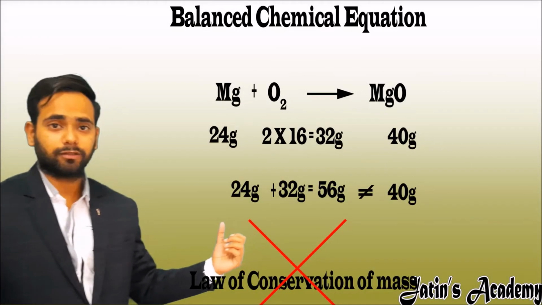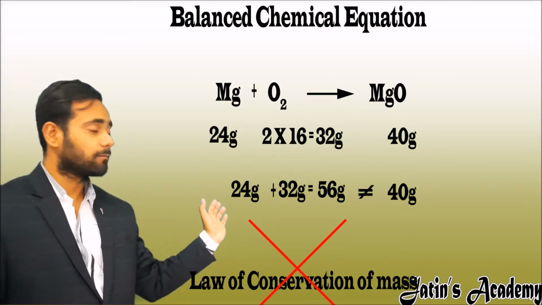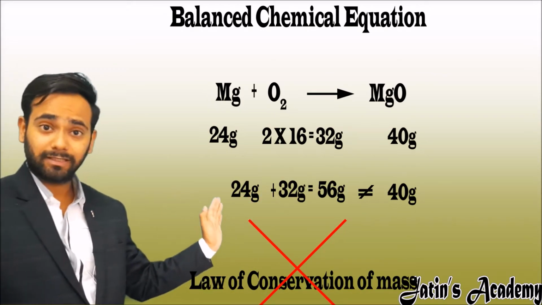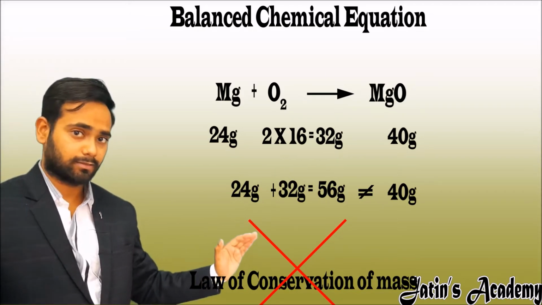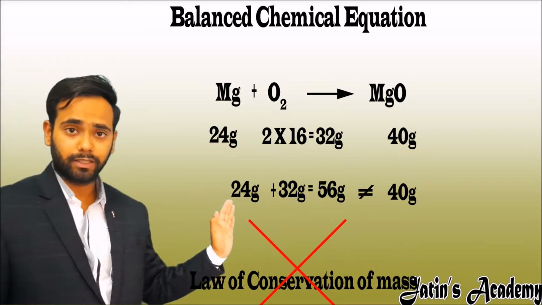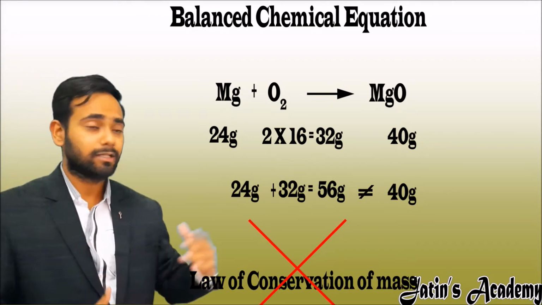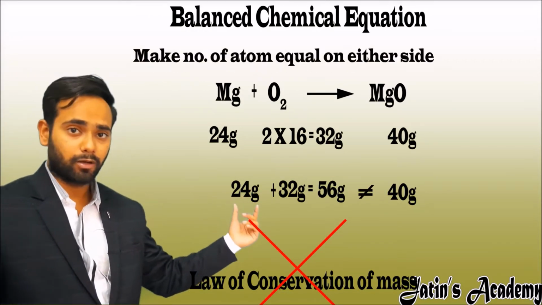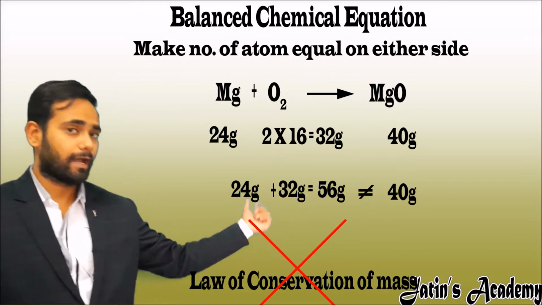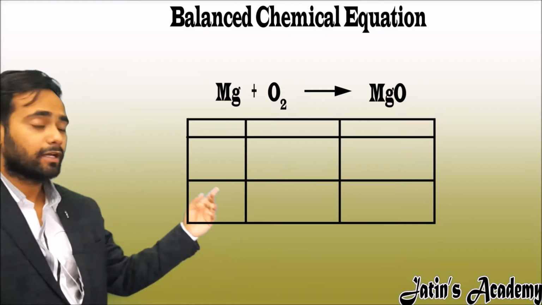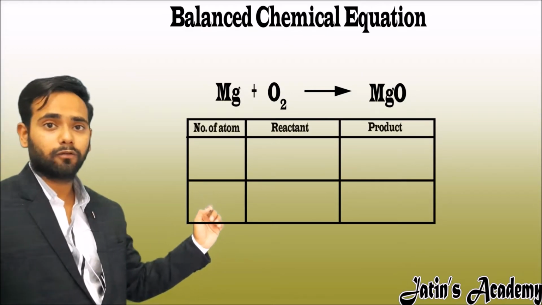In this reaction we have to make the number of atoms the same. Why? Because the same atom contains the same atomic mass. So no need to worry about the mass. Mass will automatically balance if we balance the number of atoms on the reactant side and product side. For that we have to make a table. In the table we write the number of atoms.